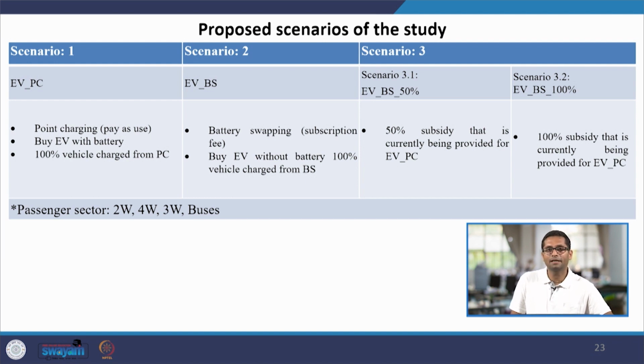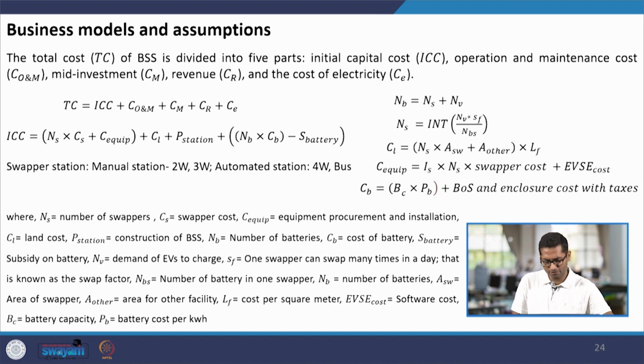So, the subsidies we have chosen were 50% of the current subsidy on EVs with point charging, and 100% of the subsidy that is equivalent to the current market. Currently there is no subsidy in battery swapping mechanisms. So, this is how the business model looked.